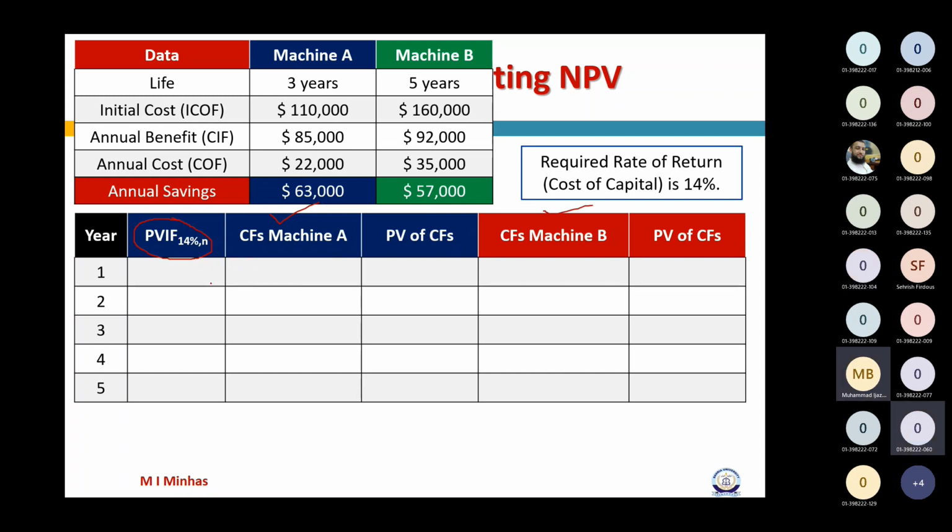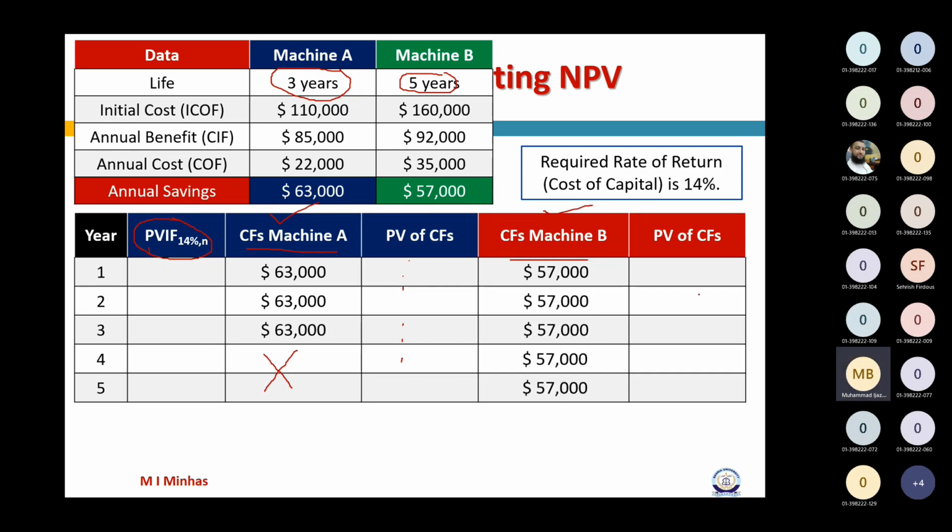Any doubts? Right. So the present value interest factor would remain the same, but the cash flows of machine A and machine B are different. And then obviously we have to calculate the present value of cash flows for both machines. So let's see how we did it. The cash flows for machine A are 63,000, but this is only for 3 years. Obviously there's no cash inflow after that for machine A because its life is 3 years. For machine B, the life is 5 years, and every year the net cash flow is 57,000. Correct? Any doubts?